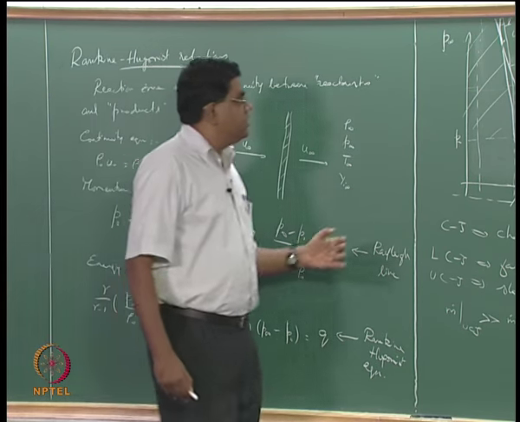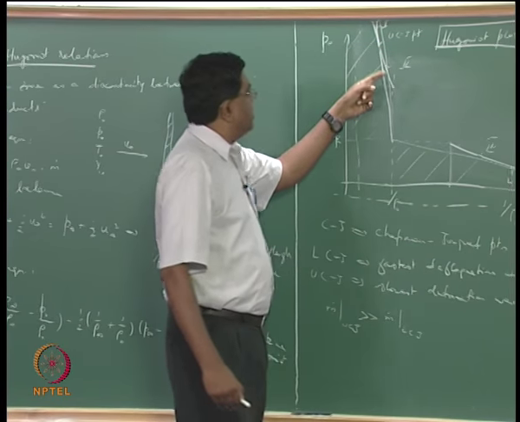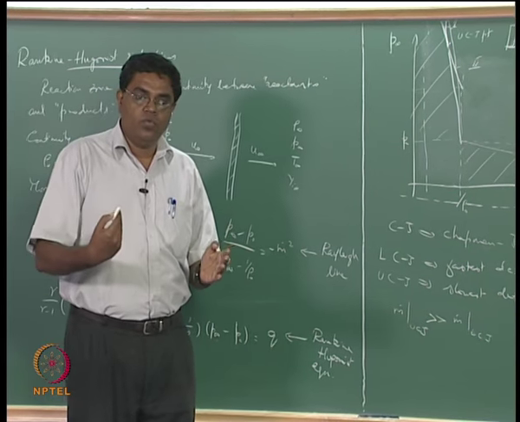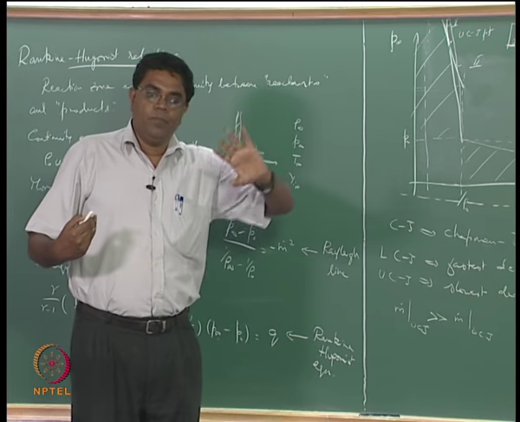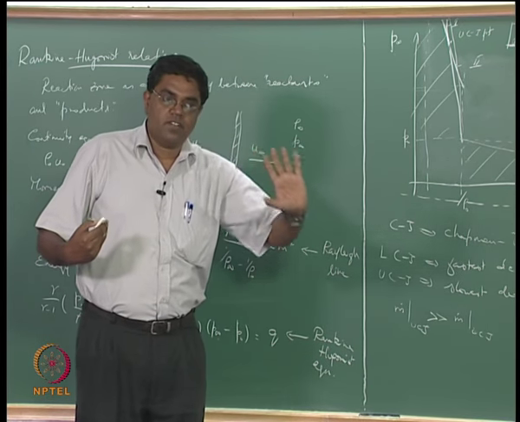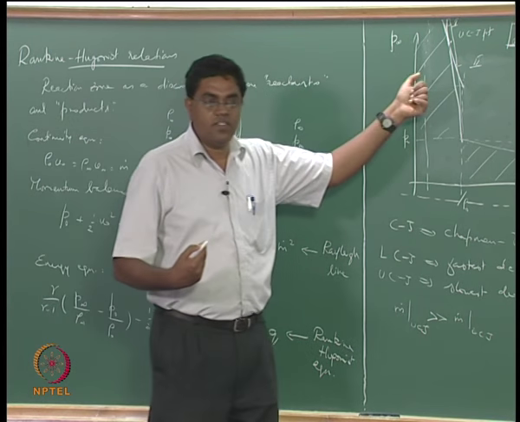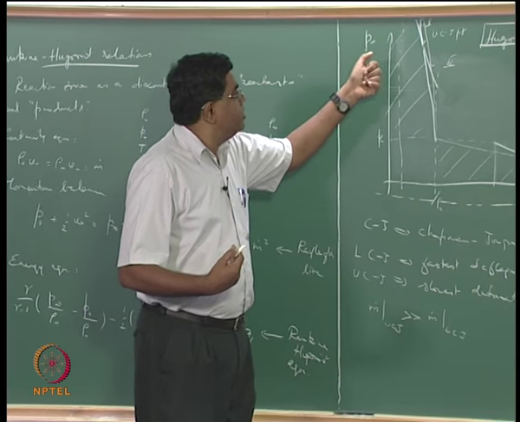Correspondingly, the CJ detonation should mean that of course you are going through a supersonic reactant flow reaching up to the wave, but the products correspond exactly to sonic conditions. That is what is denoting a CJ detonation.